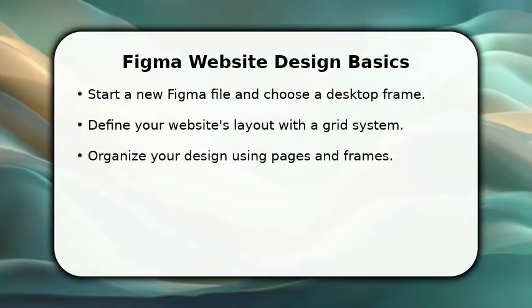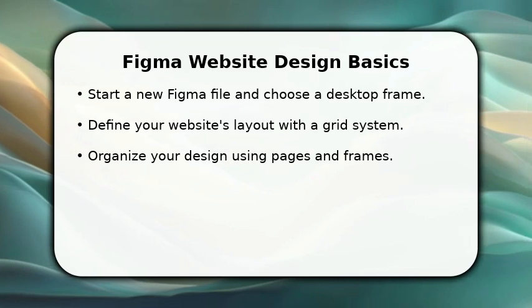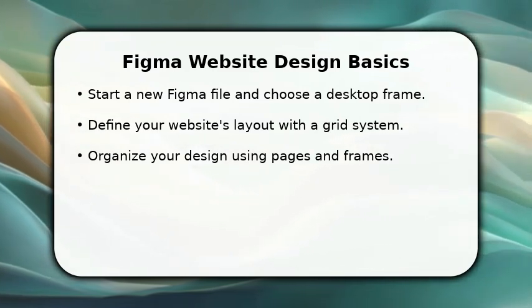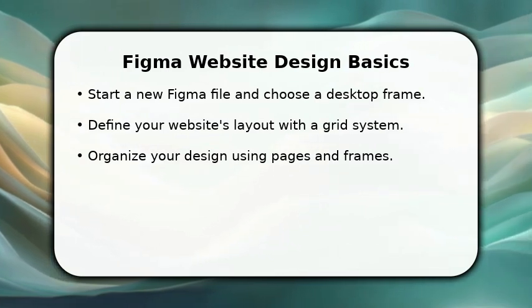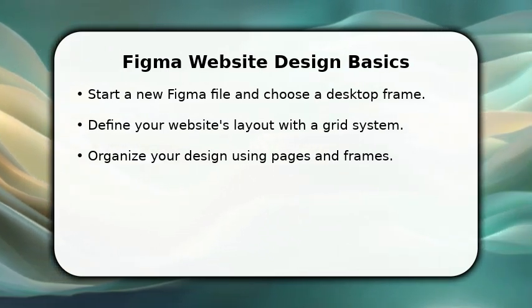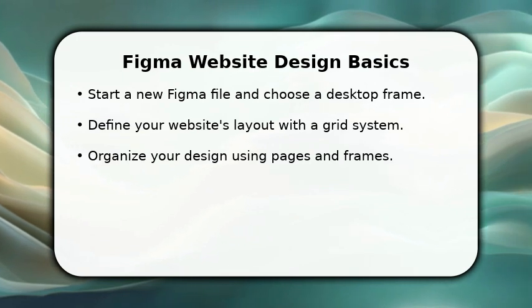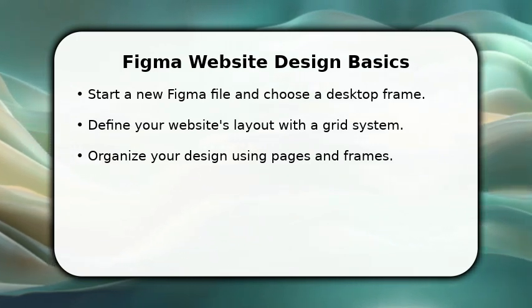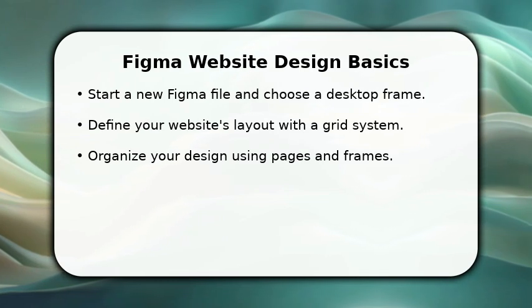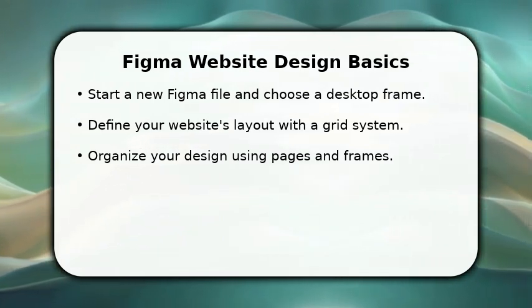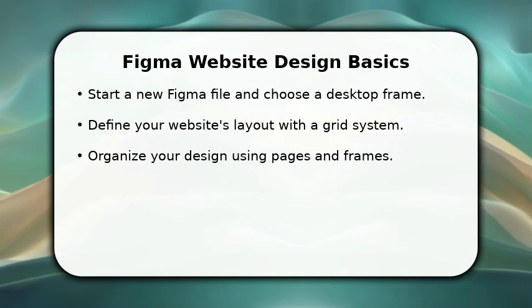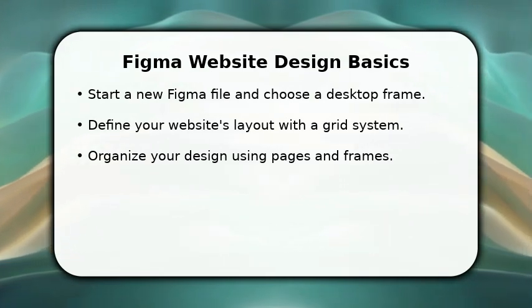In this video, I will explain how to make a website in Figma. First, open Figma and create a new design file. Select a desktop frame, perhaps 1440 pixels wide, to begin your canvas. Establish a grid system, like a 12-column grid with 24 pixel gutters, to guide your layout. Organize your work into distinct pages and frames for better management and clarity throughout the design process.